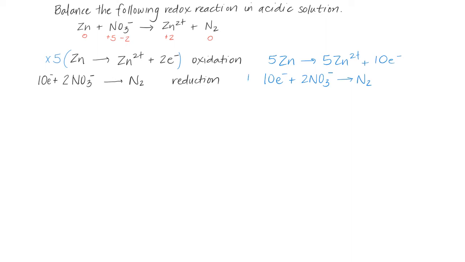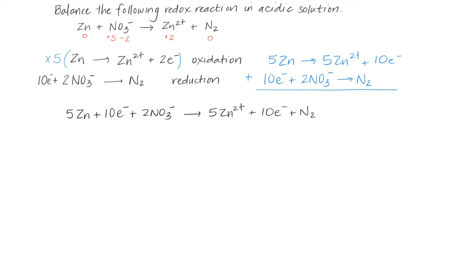Next, we need to add the 2 half reactions back together to get our whole reaction. Remember that when we add reactions, everything on the left side of the arrow stays on the left side, everything on the right side of the arrow stays on the right. So adding and rewriting gives us 5 zinc plus 10 electrons plus 2 nitrate ions, 5 zinc 2+ ions, 10 electrons, and nitrogen. Let's cancel the 10 electrons on both sides and rewrite our equation once again. 5 zinc plus 2 nitrate gives us 5 zinc 2+ and nitrogen.